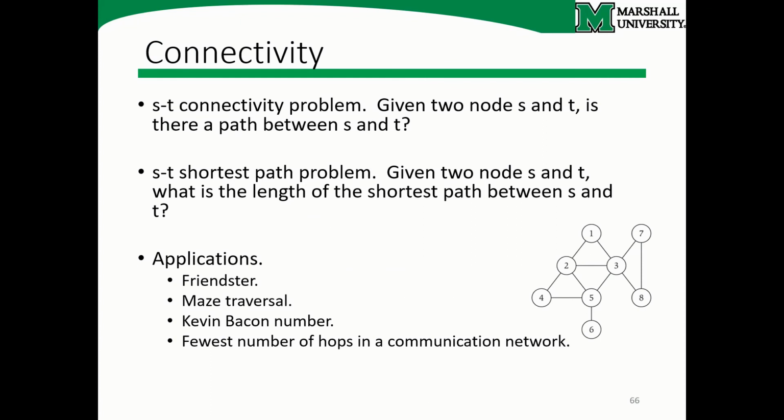Next, we will take a look at a problem set called the connectivity problem. In the connectivity problem, we see two types of problems. One is, given two nodes S and T, we try to find out whether those two nodes are connected or not. Another type of problem we will see is the shortest path problem. Given two nodes S and T, we try to find out what is the length of the shortest path between S and T.